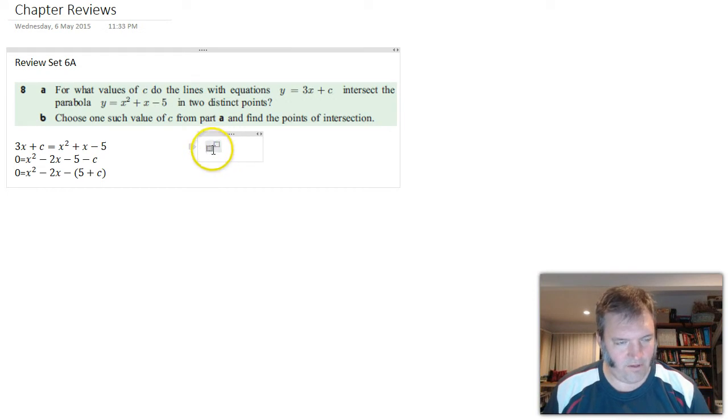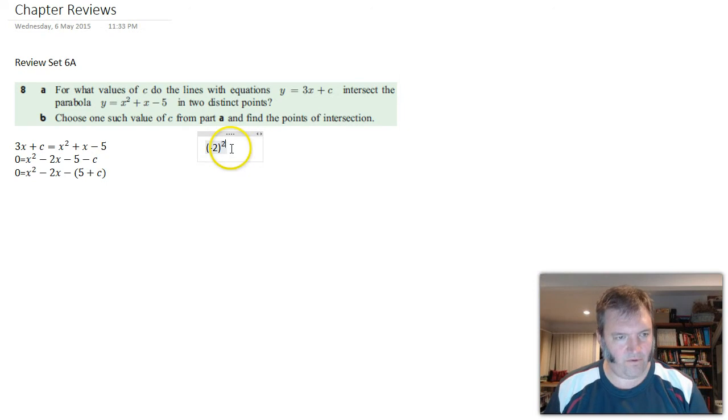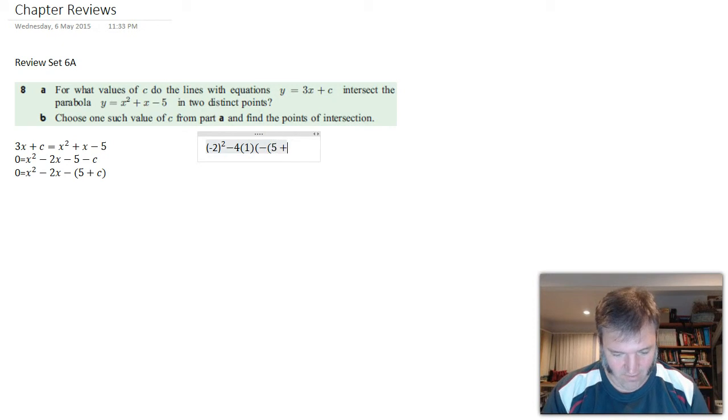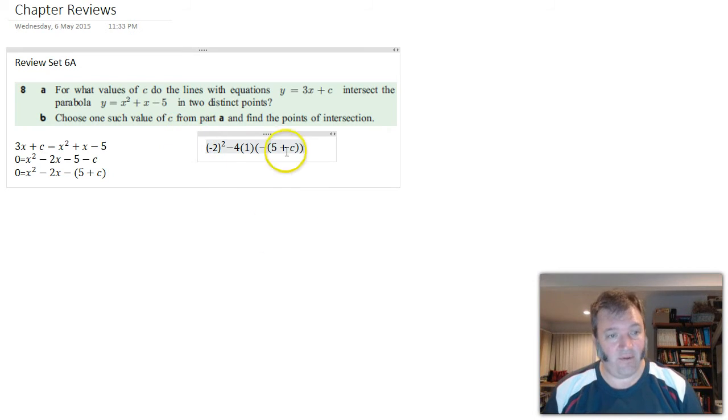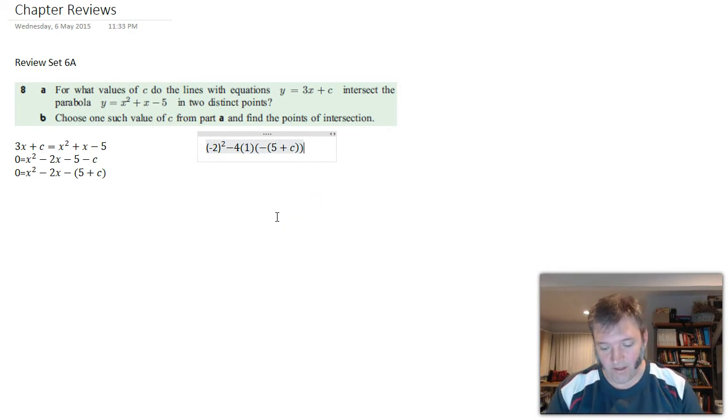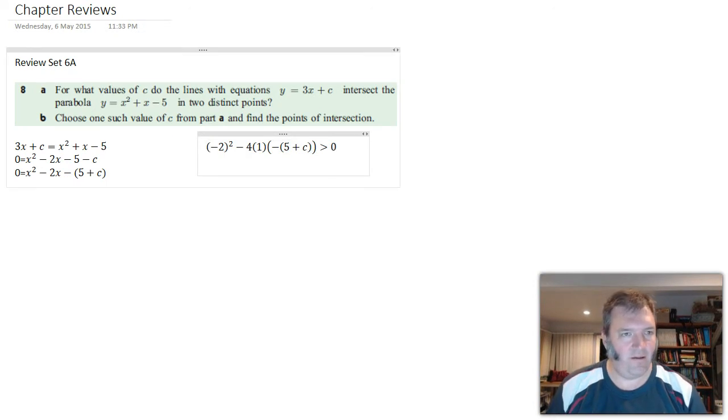Pop that into the first bit. Negative 2 squared, so that's b squared, minus 4 by the value of a, which is 1, and the value of c is negative 5 plus c. Got to remember to include that negative. Simplify this, and we know that this has to be greater than 0 because we want the discriminant to be greater than 0. Let's simplify it and see how we go.